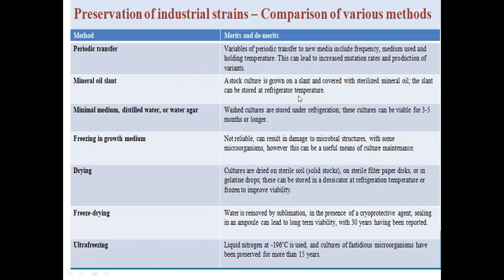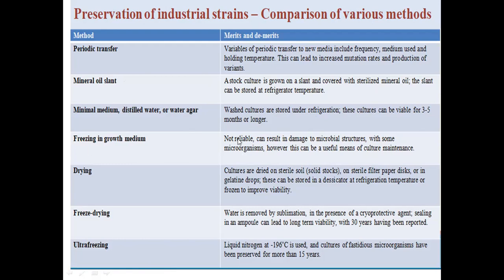Then mineral oil slants. Here the stock cultures are grown on a slant. Slant means in a test tube the medium will be poured, and covered with sterile mineral oil. The slant can be stored at refrigerator temperature. Then minimal medium or distilled water or water agar is most widely used, where washed cultures are stored under refrigeration, and these cultures can be viable for 3 to 5 months or longer.